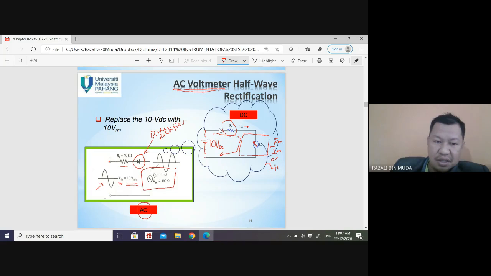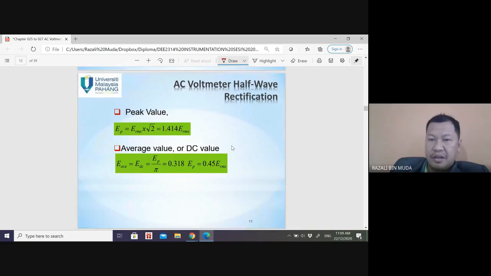Okay, in this case, this is half wave, because it only allows the positive cycle. If the cycle is negative, there is no current flowing this way, because when the current reaches here, the diode acts like an open circuit, so the current cannot go this way. It only allows the positive cycle, one cycle only. So this is called a half wave rectifier.